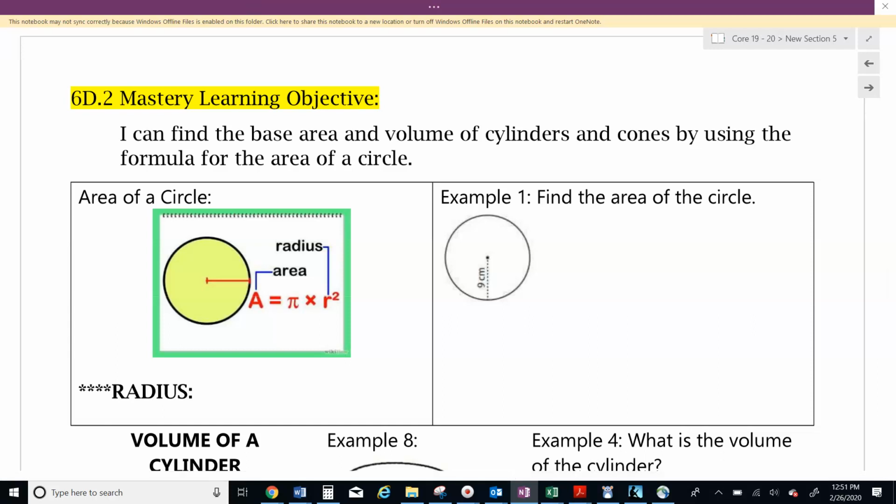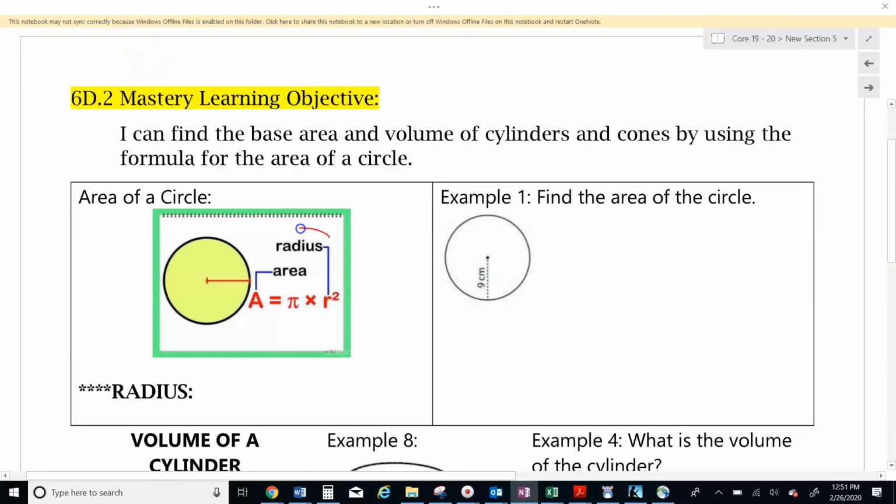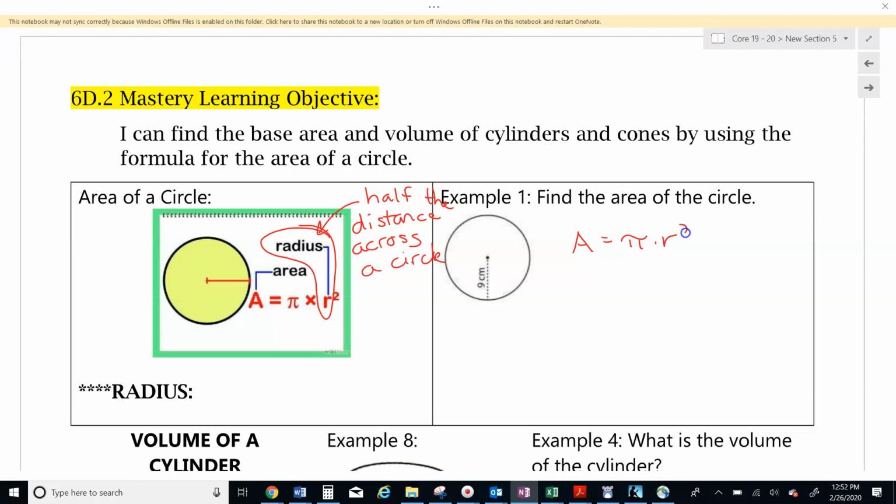All right? Very important, this part. That r is the radius, okay? And what is the radius? The radius is half the distance across a circle. Okay? So when I'm finding the area, I'm going to do area equals pi times r squared.